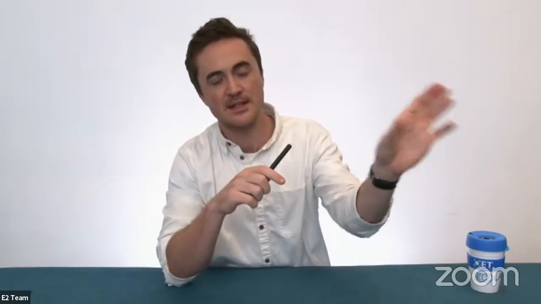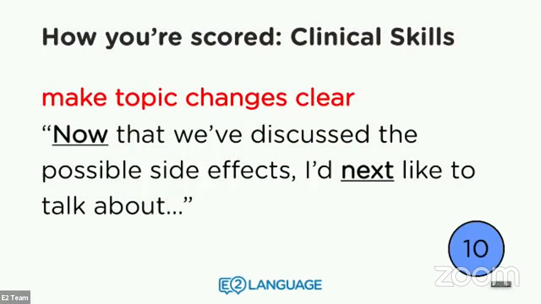Now, why this is good in OET speaking is you have the tasks on the role play card, right? And you need to move through those tasks systematically. So how you move from one task to the next is not just plow through without some sort of indication. You should say, okay, now that we've discussed this, I'd like to discuss this with you. Is that okay? Certainly, let's discuss that. Boom, then you move on. The OET examiners like this.